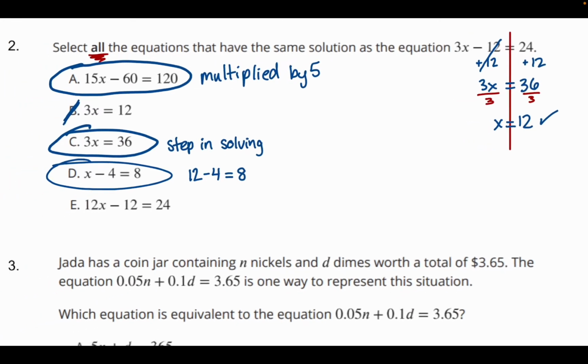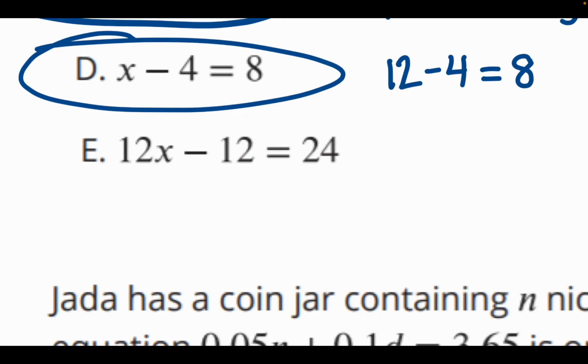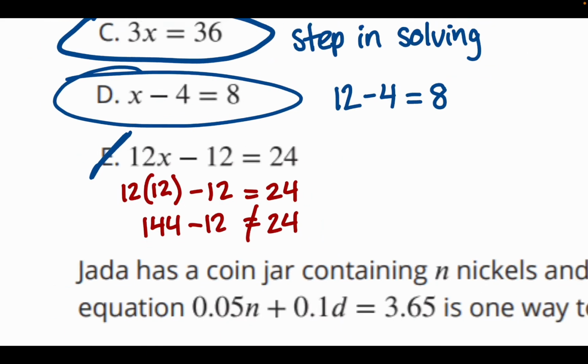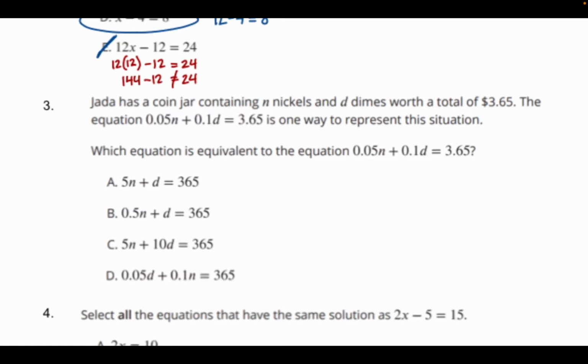Okay, now the very last one, we have 12x minus 12 equals 24. Something tells me this is not going to quite work out, but I'll show you at least mathematically by plugging things in. 12, if I then multiply it by 12, it's going to be a big number, and then subtract 12. It's not going to be 24. This is 144 minus 12, and that's not equal to 24. So I'm going to put a line through this one because E is not one of our options either. And that's question 2. That brings us then to question 3, which is a question about coins.